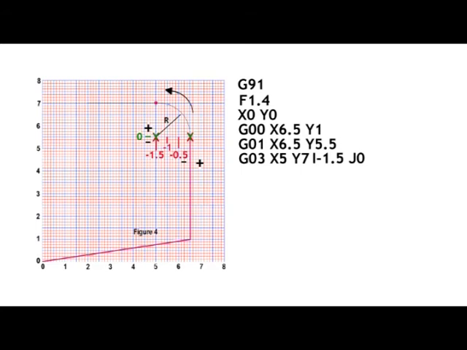This line for the arc will show G03 for counterclockwise arc, X5, Y7 for the end of the cut of the arc, and I minus 1.5, J0 for the center of the arc in relationship to the start of the arc. The full line would be G03, X5, Y7, I minus 1.5, J0.